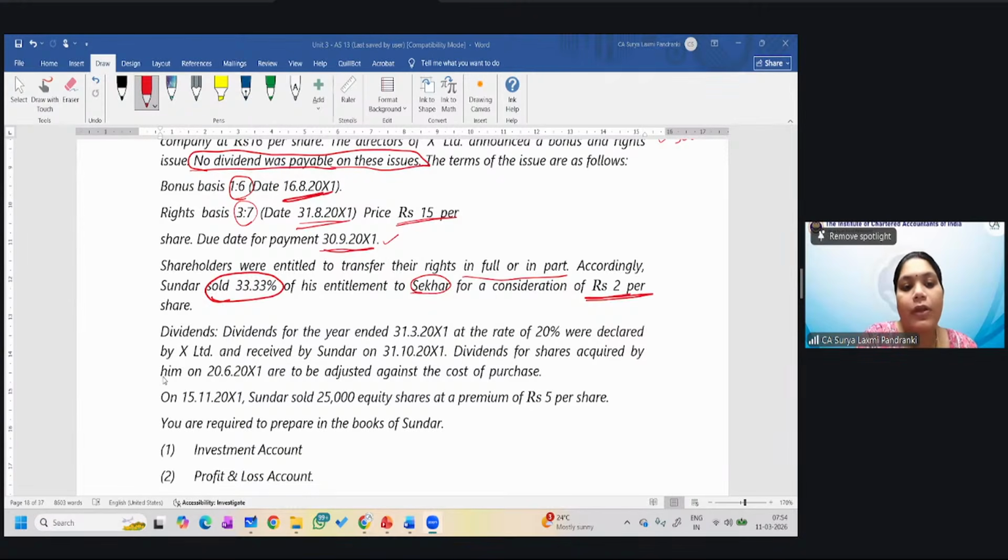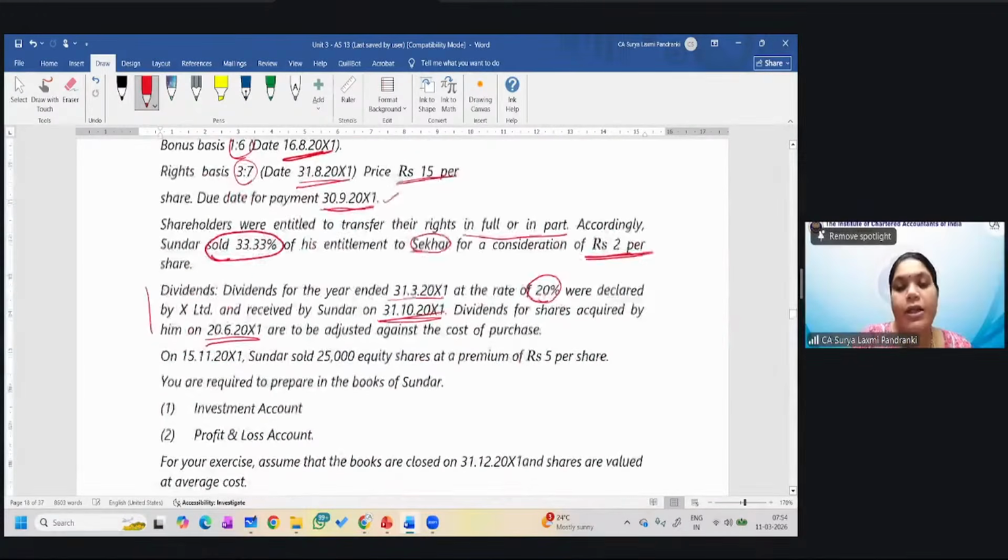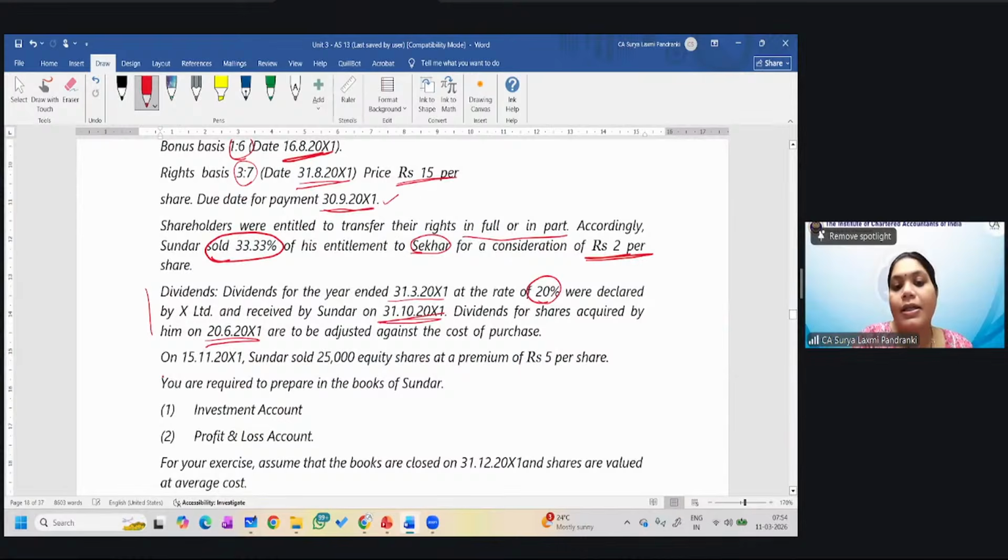Now, the next part is about the dividends. So they told dividends for the year ended 31st March at the rate 20%. They already declared 20% dividend, but it was received on 31st October 2011. Dividends for shares acquired by him on 20th June, which means the 5,000 shares that he has purchased, the dividend received on that is adjusted against the cost of purchase. Okay, we'll see how this works. I'll tell you when we are doing the problem.